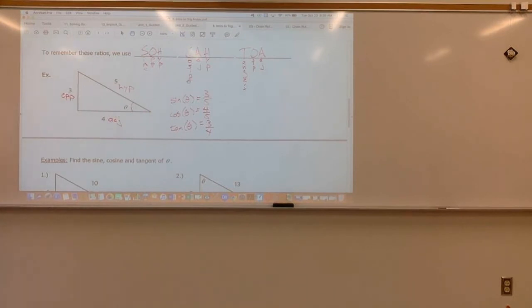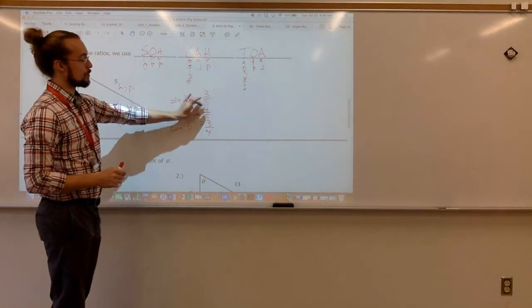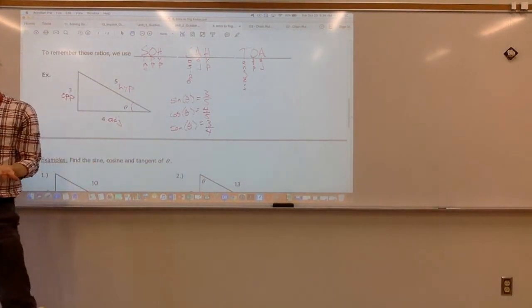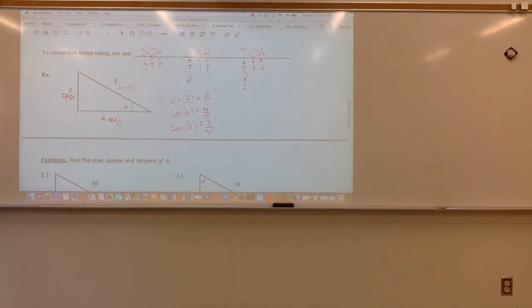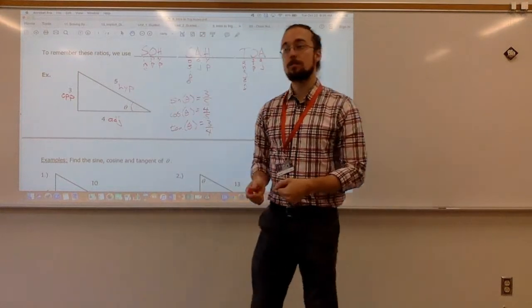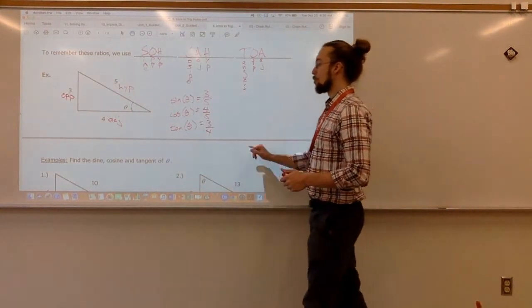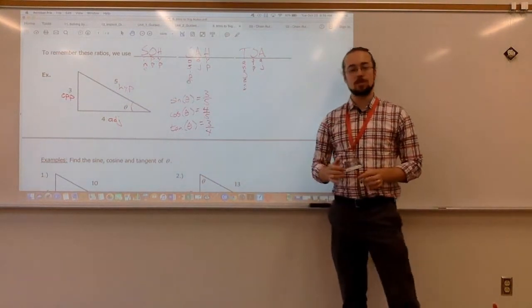So I want you guys then to go ahead and flip over and try 1, 2, and 3. Now, when we have our ratios, these are just fractions, so we always want to reduce if possible. And we can't have square roots in the denominator, just like what we worked on yesterday. On some of these problems, we will end up with square roots in the denominator.